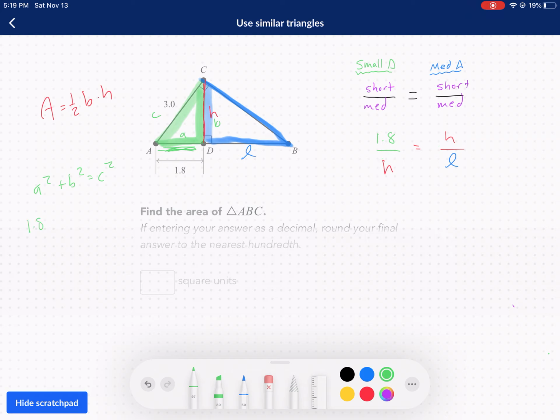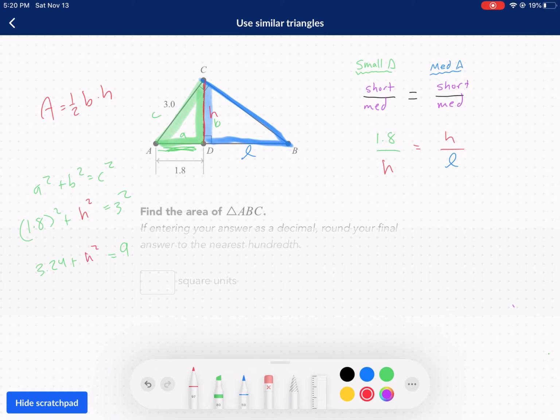So our short side is 1.8. We're going to have to square that, plus we can call this H because that's our height squared, and that's equal to C squared. Oh, but we know C. C is 3. Okay, 9 equals, and then we have 1.8 squared. I don't know that one off the top of my head. So we got 1.8 squared. That gives me 3.24 plus H squared.